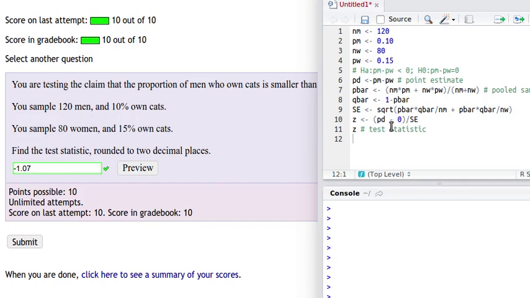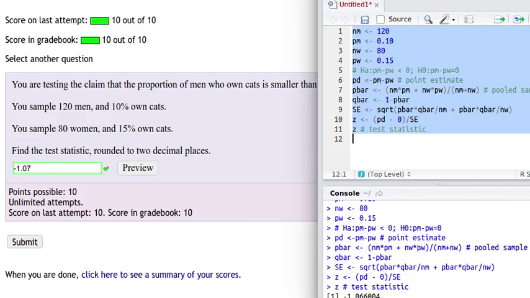the PD, which was our point estimate, remember, for all of that, minus zero, because that's what the null hypothesis is saying that center is, divided by the standard error that we calculated. And that is what's called the test statistic. So it's just a matter of running that script now, and the test statistic is that amount, and they wanted it rounded to two decimal places. So therefore, there's how you do the result.